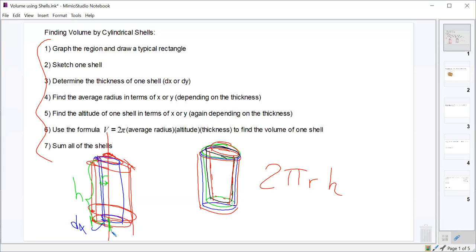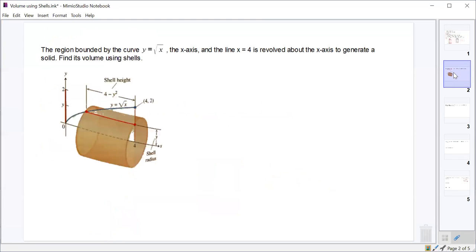All right, let's see if we can do one of these. Let's start with one that already has everything labeled out and has a nice picture that I stole from the textbook. Yeah, that'll be good. So we've got the function y equals the square root of x, a function we should be familiar with, I hope. Y equals the square root of x is going to get revolved around the x-axis, it says here, from 0 to 4.